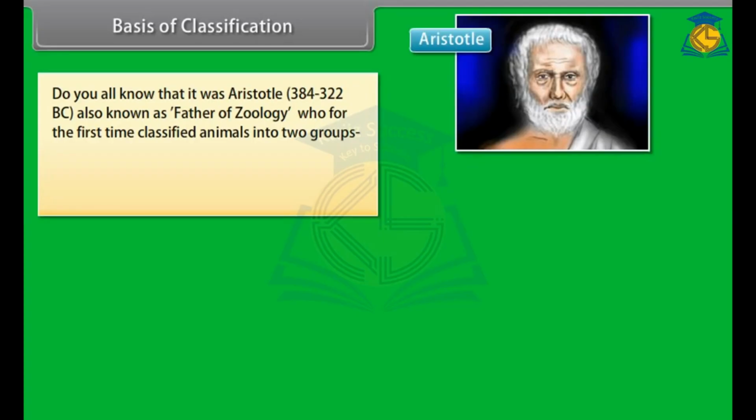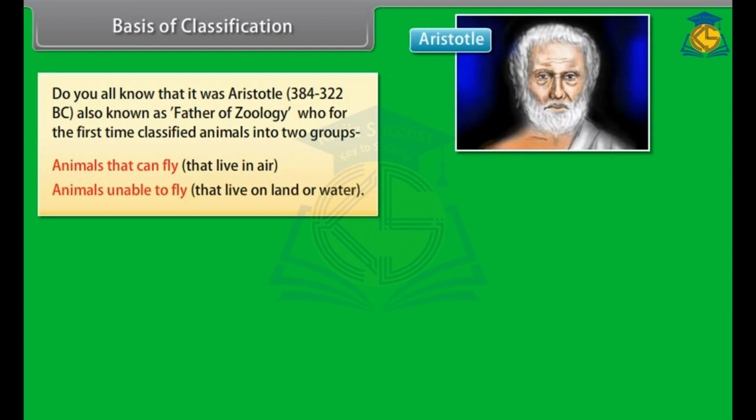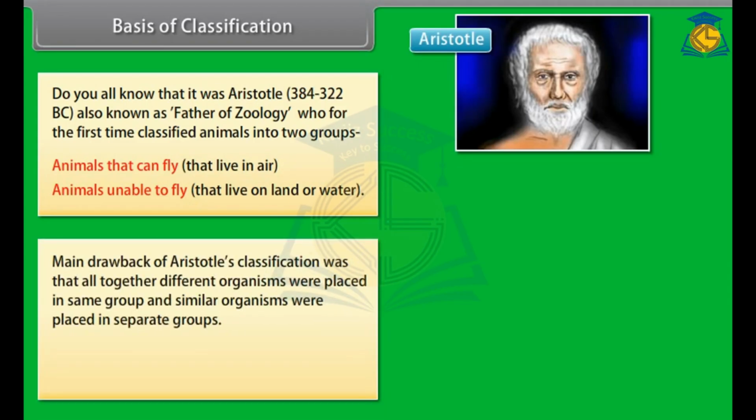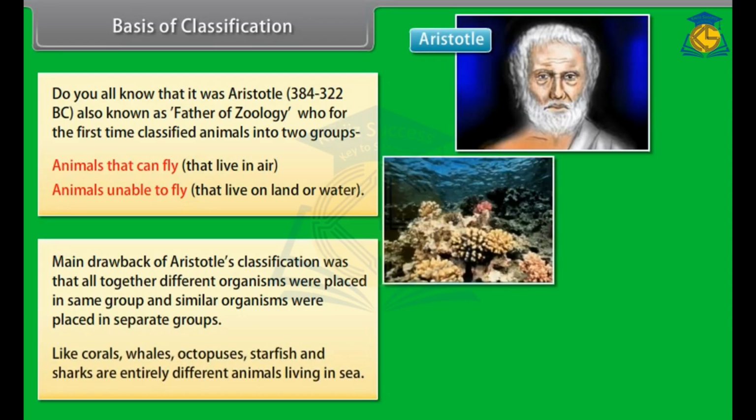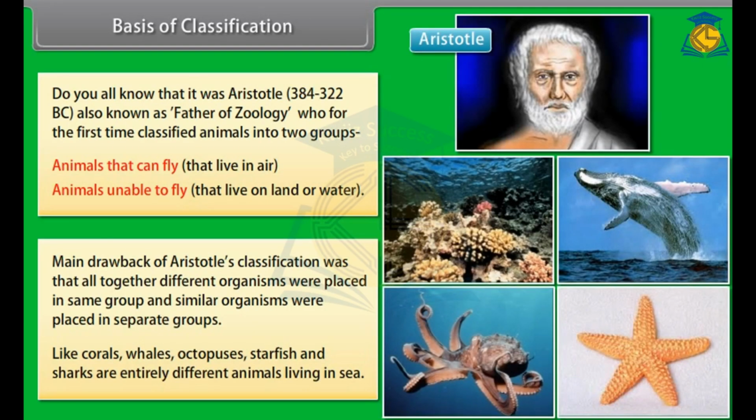Do you all know that it was Aristotle, 384 to 322 BC, also known as the father of zoology, who for the first time classified animals into two groups. Animals that can fly, that live in air. Animals unable to fly, that live on land or water. The main drawback of Aristotle's classification was that altogether different organisms were placed in the same group and similar organisms were placed in separate groups. Like corals, whales, octopuses, starfish and sharks are entirely different animals living in the sea.